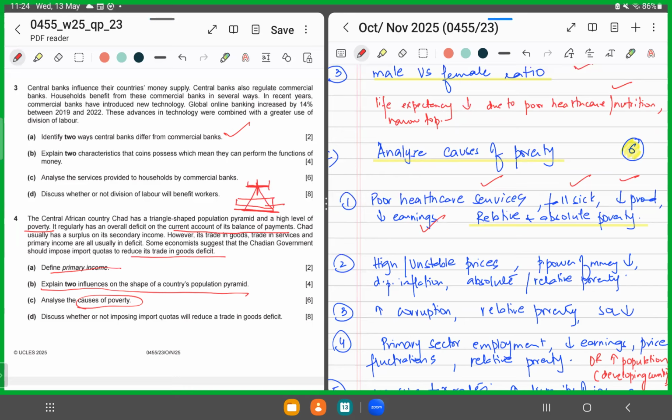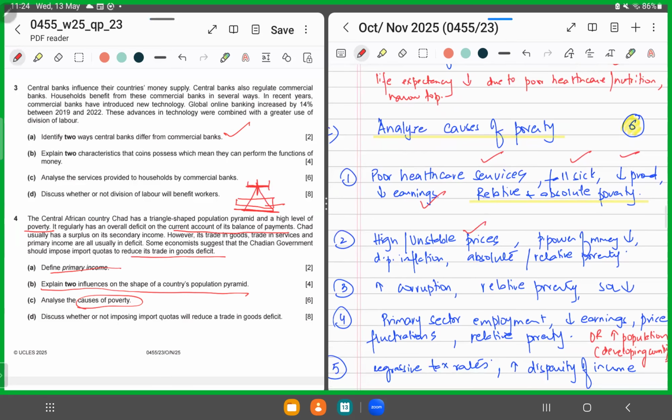It could also be that maybe high levels of inflation and unstable prices are eroding the real value of money and deteriorating the purchasing power of money. So disposable income might be less, right? Or it could be that maybe there is too much money chasing too few goods, so there's demand-pull inflation. So again, money is not able to buy the same basket of goods that it did earlier, so people are experiencing relative poverty, right?